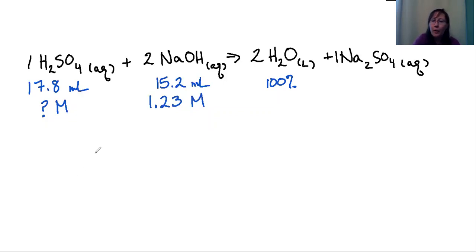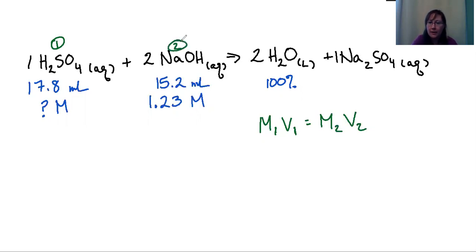Well, what we're going to use for this is the dilution equation. I'm hoping you remember that. It was M1 V1 equals M2 V2. And what we want to do is identify our M1 V1. Let's identify solution number 1 as our acid, and the M2 V2 solution number 2 as our sodium hydroxide.